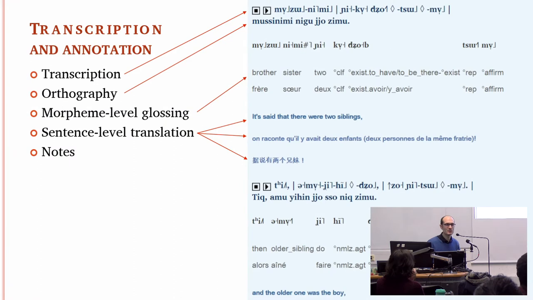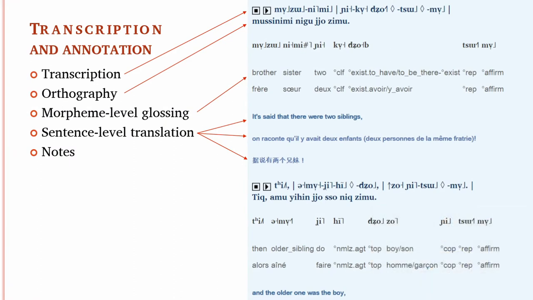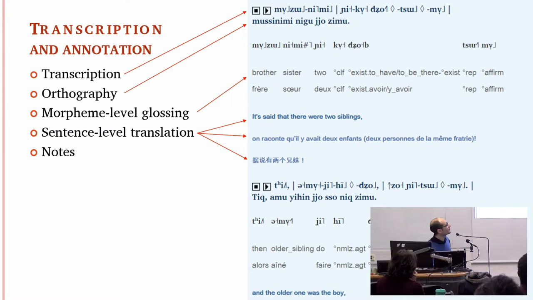And as soon as possible, we begin recording texts. We transcribe them with the help of the consultant, and we annotate them. So this is a passage from a story where the multi-level annotation allows one to spot the mismatch between tones at the sentence level and the underlying tones of individual words.